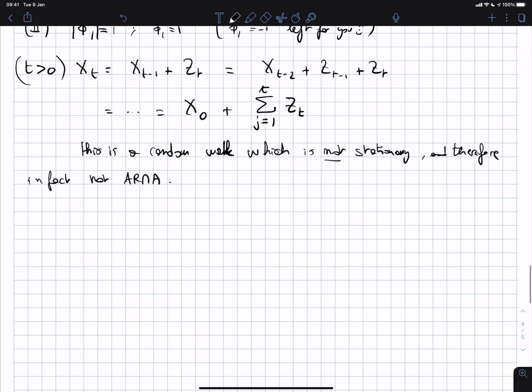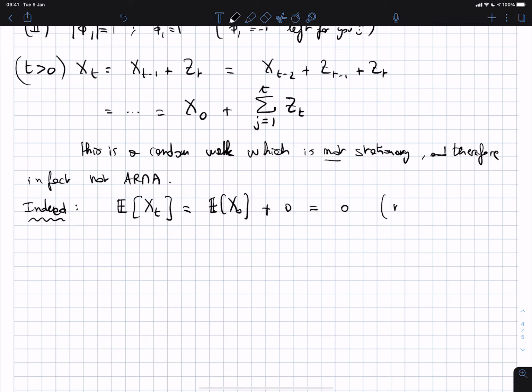Now, to check that it's not stationary, maybe it's useful to do it, so please be awake. So expectation of xt will be the expectation of x0 plus 0, because the zt's are white noise, and let's say that it's 0. That's my choice. I decide that I want to take expectation of x0 is 0.